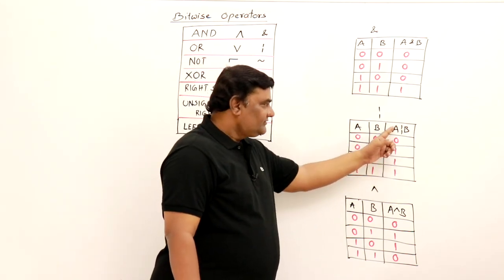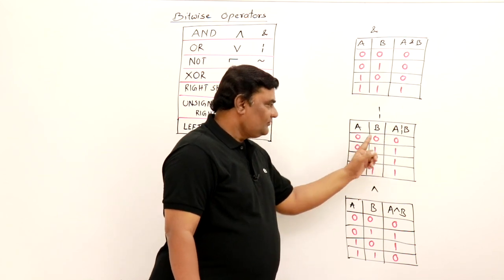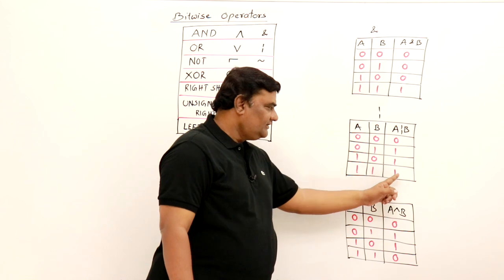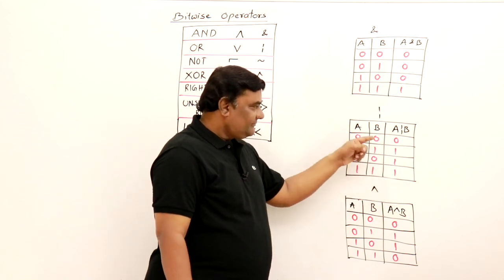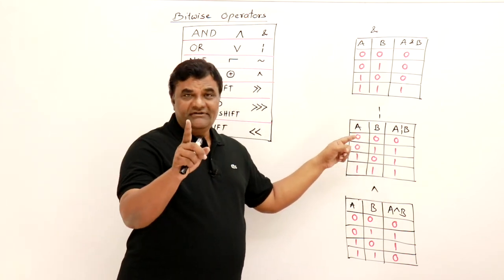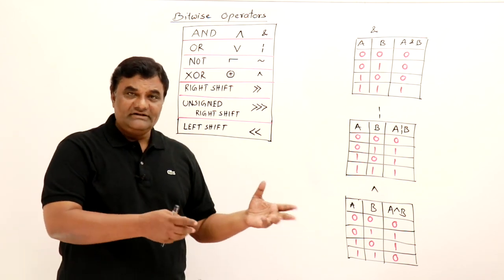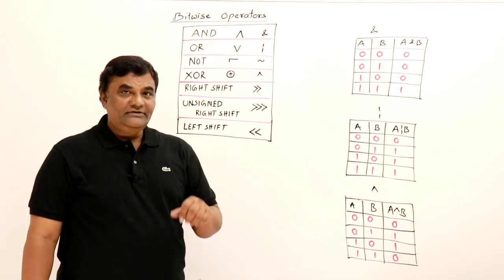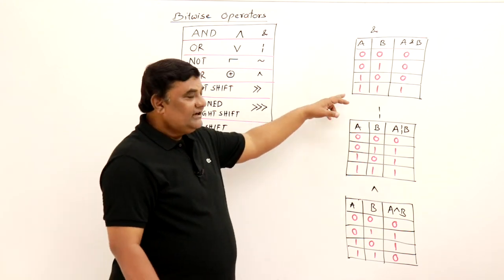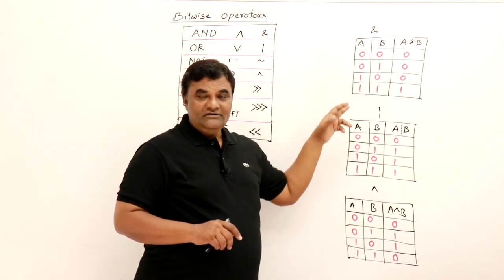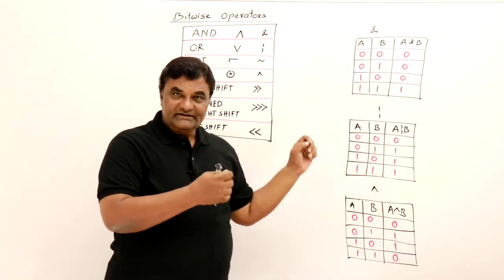Now let us come to OR. Both are 0, so 0 or 0 is 0. 0 or 1 is 1. 1 or 0 is 1. 1 or 1 is 1. So it means if any one of the values is 1, then the result is 1. If both are 0, then only it is 0. In AND, only if all the values are 1, then it is 1. And in OR, if any one of the values is 1, then it is 1.